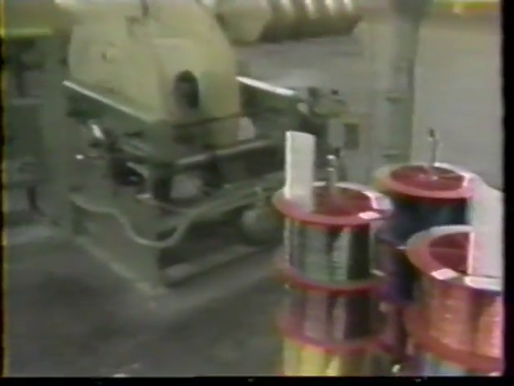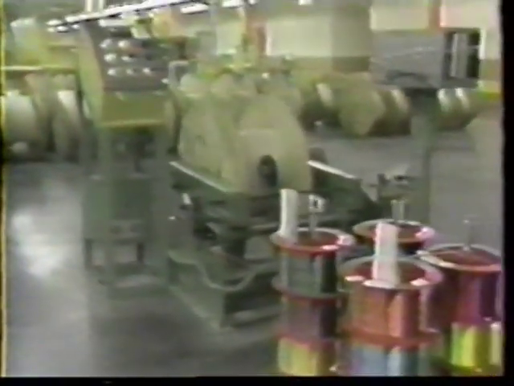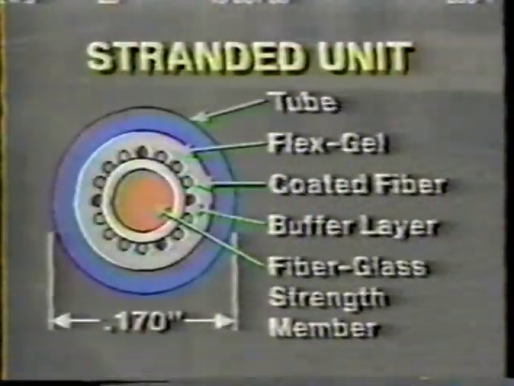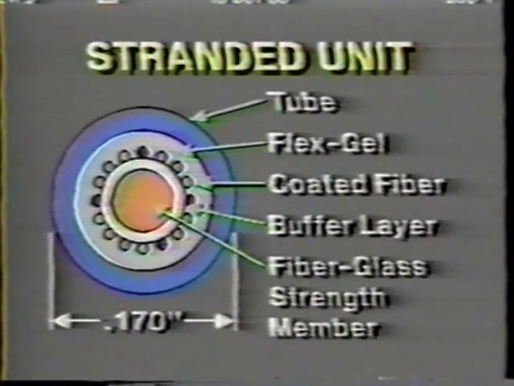The fibers are first color-coded for identification and then wrapped around a single strength member and buffer layer. Finally, the stranded unit is protected by a layer of flexible gel and an outer tube.